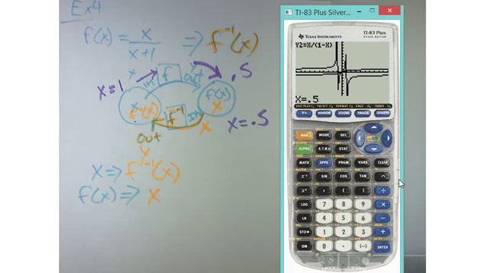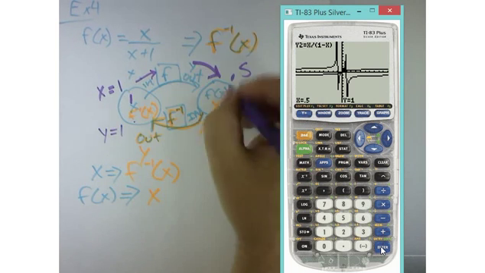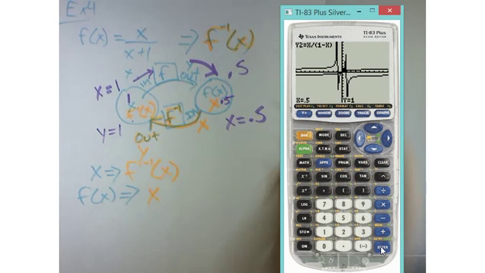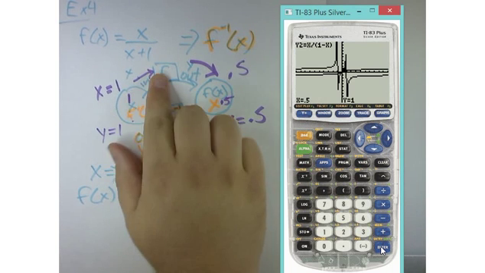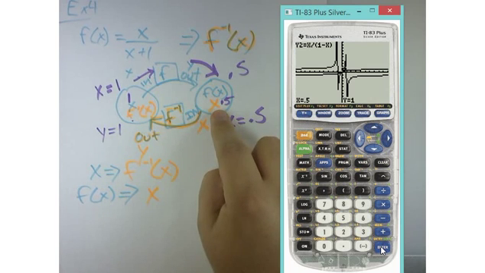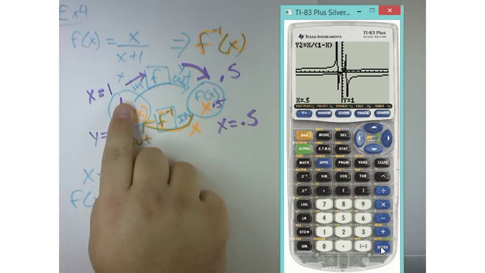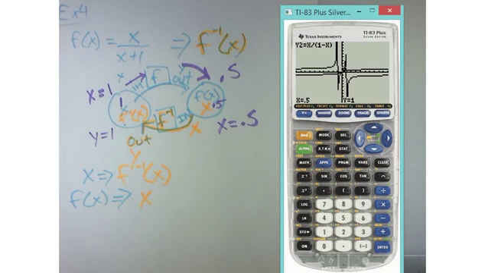Let's see. y equals 1. So I have a 1 here and a 0.5 here. And so what happens is whatever I plug in here, it becomes another number. But if I take that number and plug it into the inverse, I should get right back where I started from. Let's do that again.